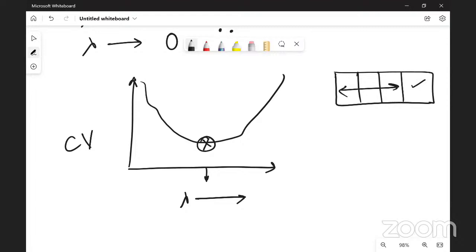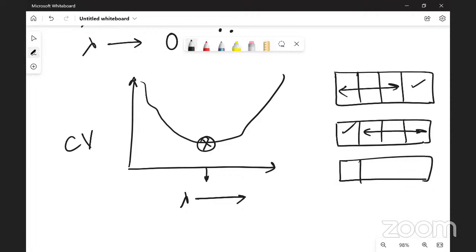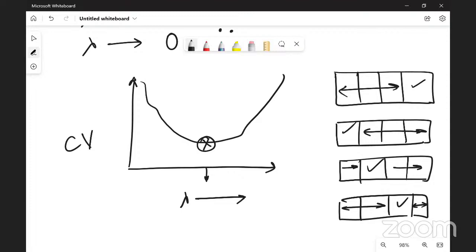Okay. Similarly, we are going to run it a few more times. These 3 will become training, and this will become validation. Similarly, this time this becomes validation, and the remaining become training. And similarly, this becomes validation, and the others become training.